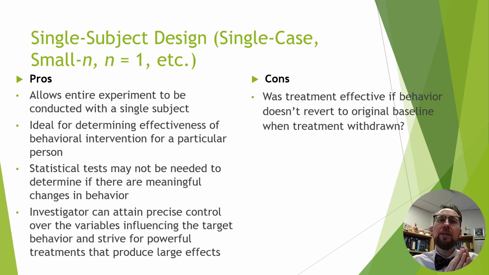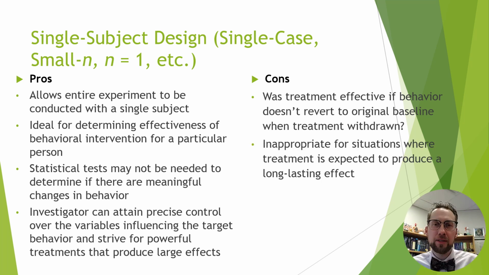Can you know whether your treatment was truly effective if the behavior does not revert to the original baseline when the treatment was withdrawn? So imagine that you reward a child that we were talking about. You reward that child every time it does not harm itself. But then you stop rewarding. If it then starts harming itself again, that's not necessarily a bad thing. That means your treatment worked. But that does mean you have to keep rewarding it when it does not harm itself. Right? So that can be a little difficult to figure out because there's no control condition. But I'll show you a way you can deal with that in just a second.